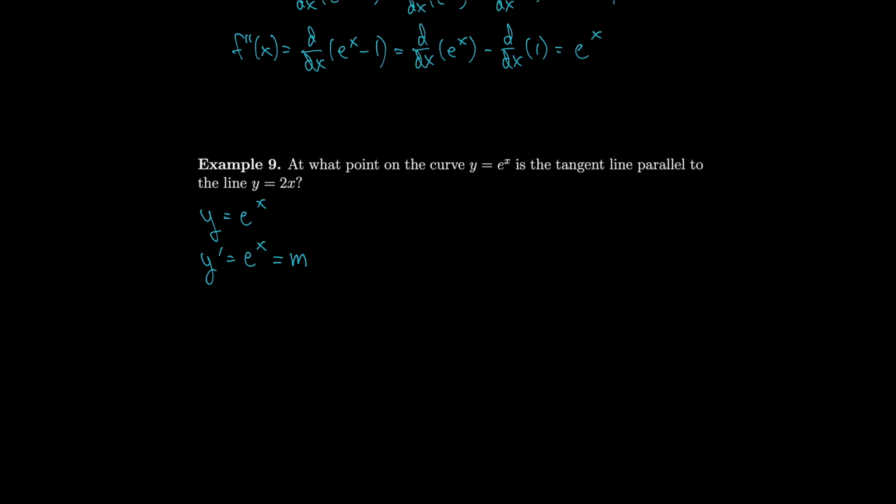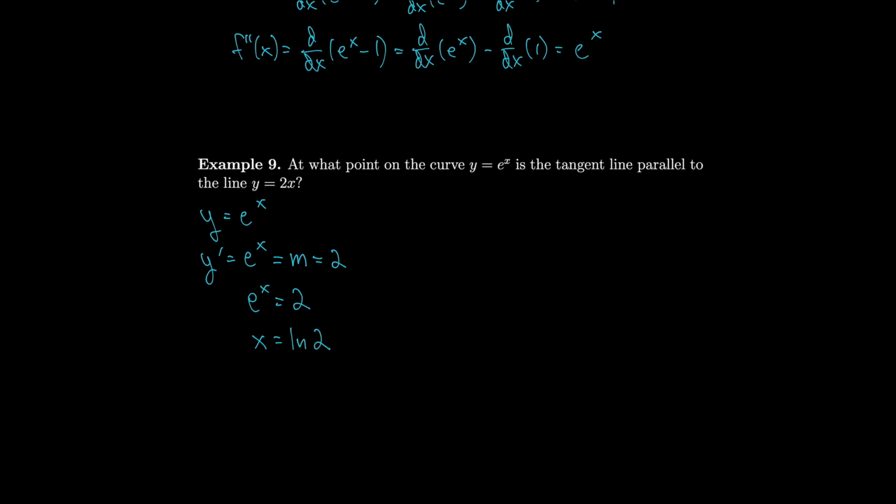We want the tangent line to be parallel to the line y equals 2x, so we want it to have the same slope. Notice for y equals 2x, the slope is 2. So we want m to be equal to 2. So we want e to the x to be equal to 2. We take the natural log of both sides. We get that x is equal to ln of 2. So that's our x value.